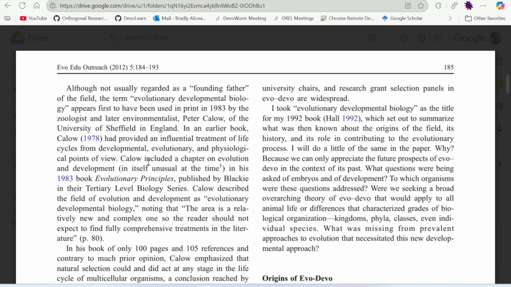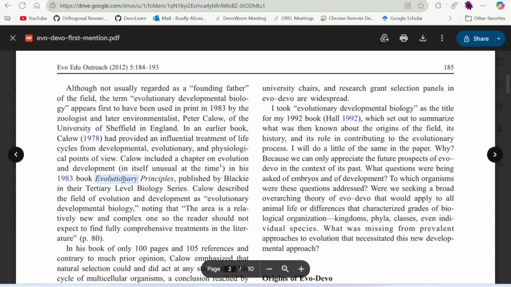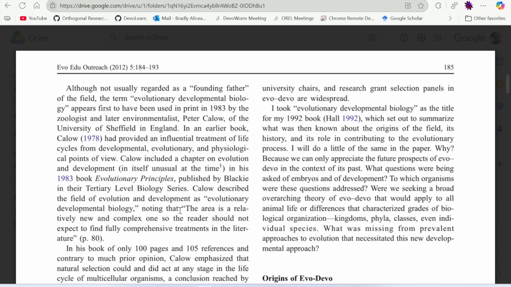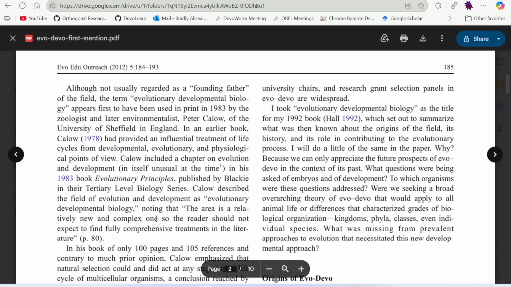Calow included a chapter on evolution and development, in itself unusual at the time, in his 1983 book, Evolutionary Principles, published by Blackie in their tertiary level biology series. Calow described the field of evolution and development as evolutionary developmental biology, noting that the area is a relatively new and complex one, so the reader should not expect to find fully comprehensive treatments in the literature.